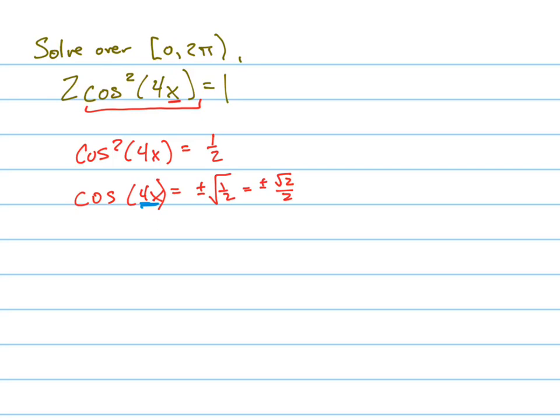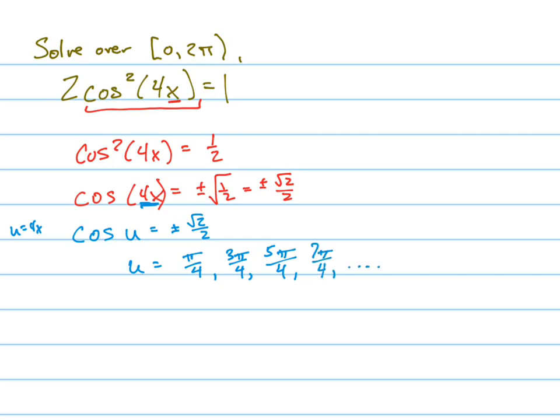So let's substitute u. We're going to call u 4x. So I'm going to say the cosine of u equals plus or minus root 2 over 2. Right? Which means u equals pi over 4, 3 pi over 4, 5 pi over 4, 7 pi over 4, etc. Why etc.? Because you can keep going and going around in the circle, right?